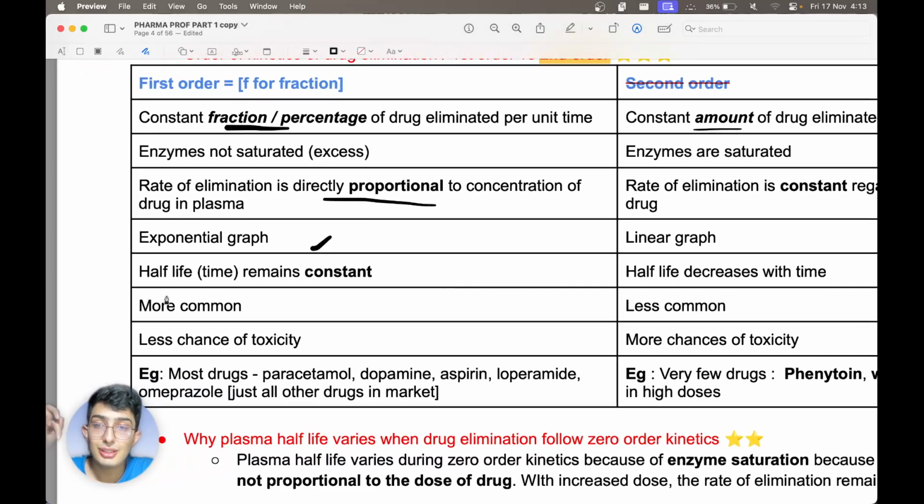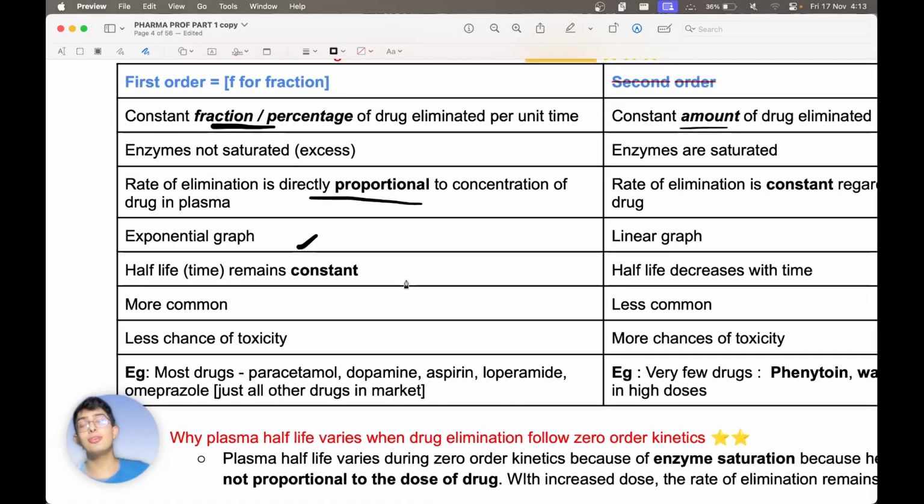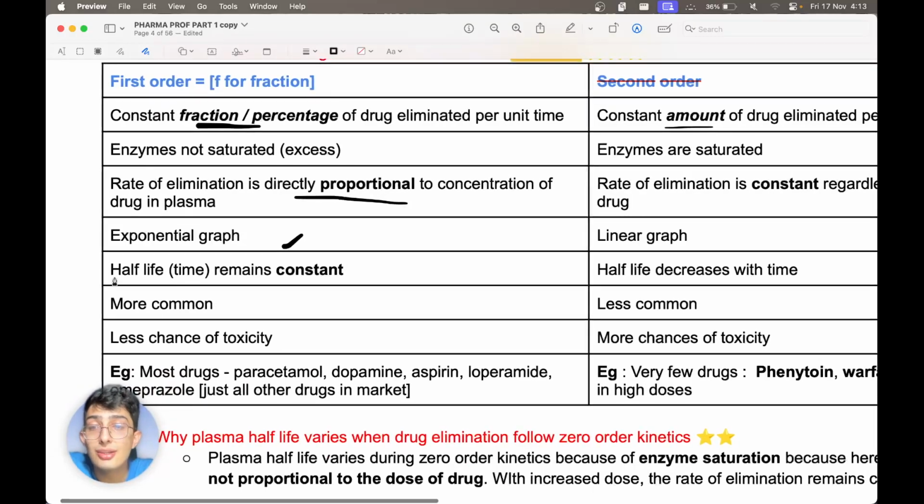Now, let's go to the half-life. The half-life in first order kinetics remains constant, right? So what do we mean by half-life? Half-life means the amount of time taken by the drug to reduce its concentration by half. So the time taken for a 100 milligram drug to get to 50 milligrams, half its original concentration. So the amount of time taken for a drug to reduce its concentration in plasma by half is known as half-life, right? So what are we saying?